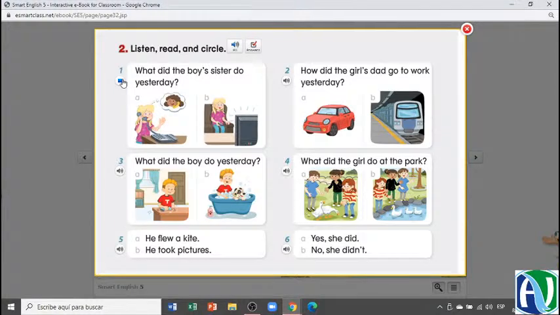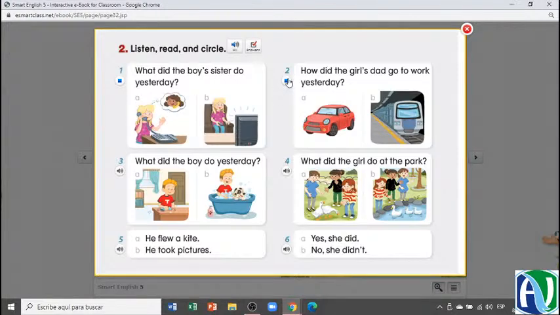Okay, number one. Was your sister at home yesterday? Yes, she was. What did she do yesterday? She talked on the phone all day. Let's go with the number two.